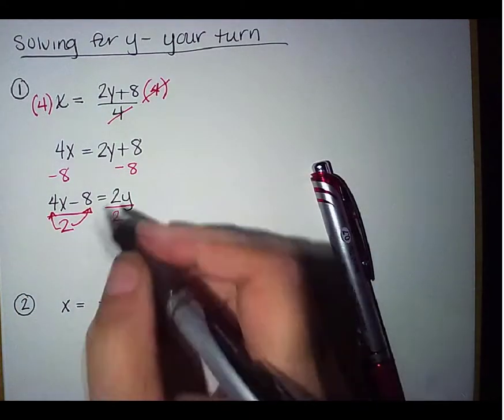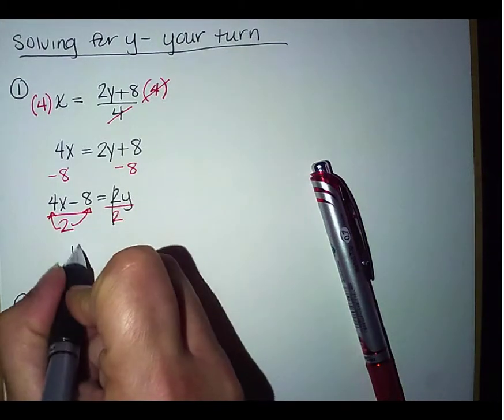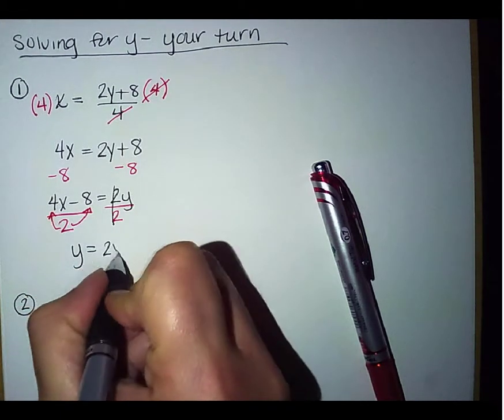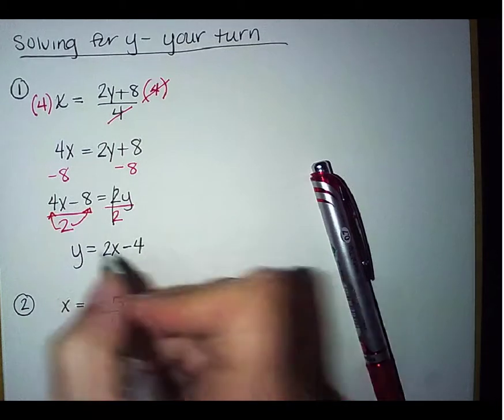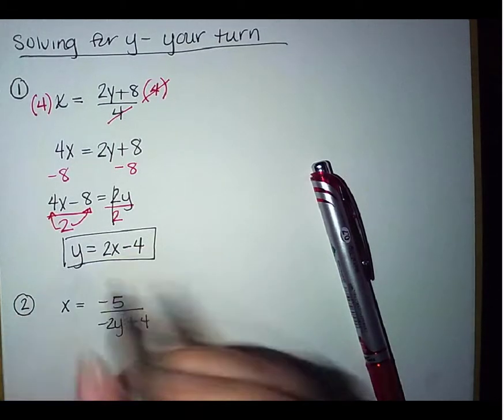I'm also going to go ahead and switch it over. These 2's are going to go away, and y is going to equal 2x minus 4. And this would be our answer for the first one here.